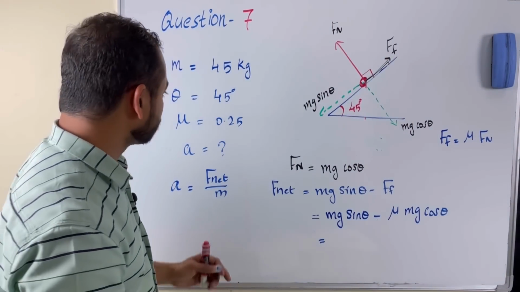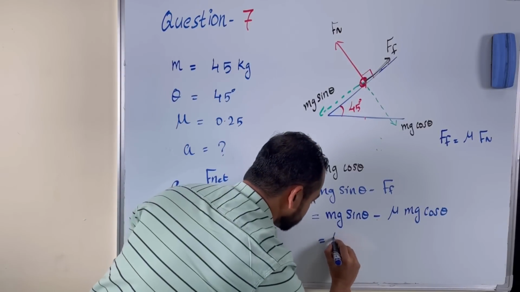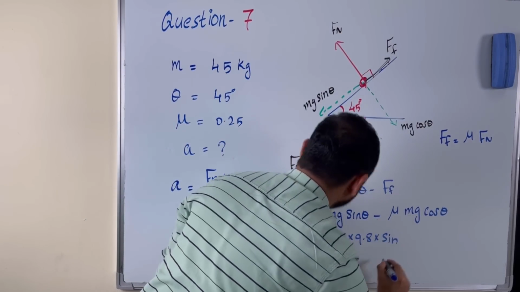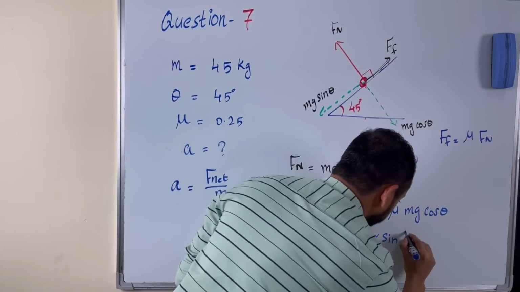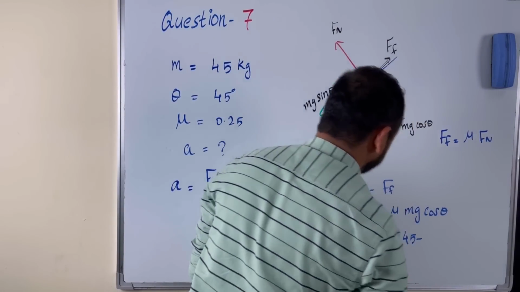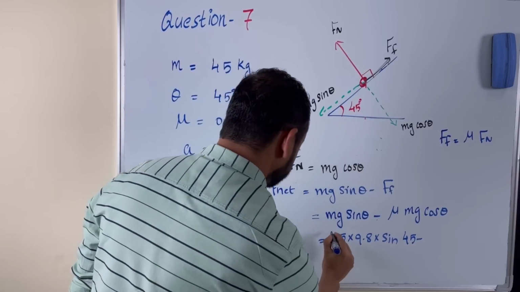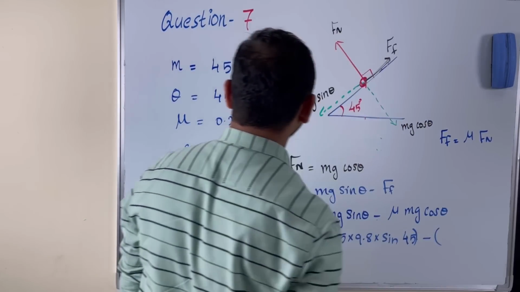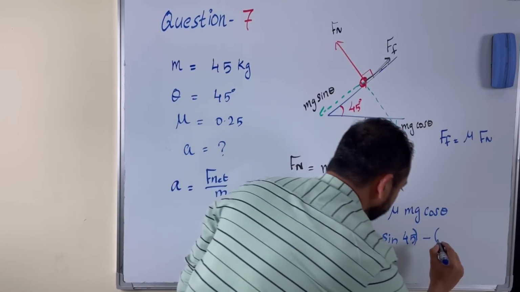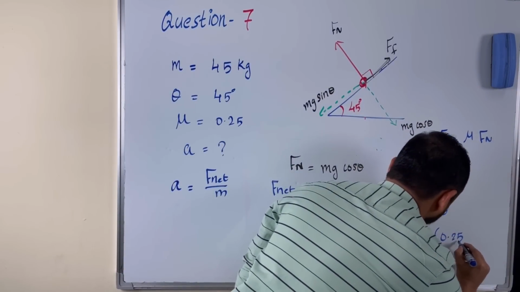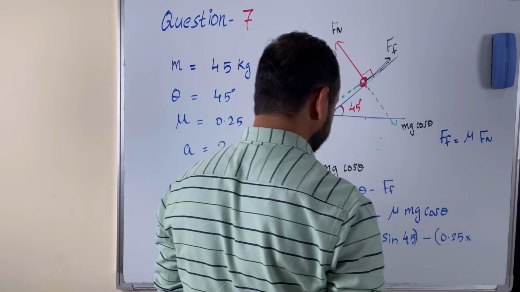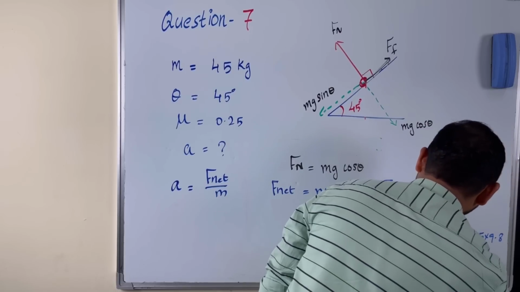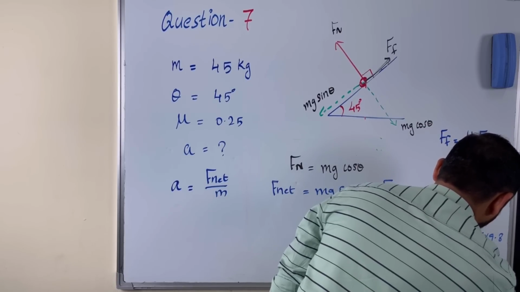So we will get the net force. What is m? M is 45, right? 45 multiplied by g, 9.8, multiplied by sin 45, where theta is 45, minus mu multiplied. What is the value of mu? I will just write this in a bracket. Minus mu multiplied, where is mu? Mu is 0.25, that is the value of the coefficient of friction, multiplied by mass m. M is 45, g again 9.8 multiplied by cos 45.